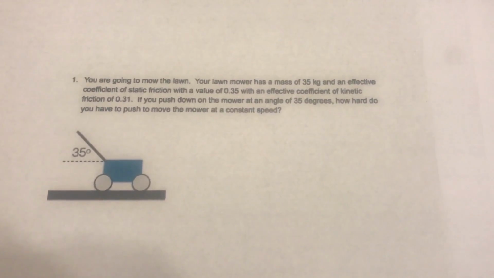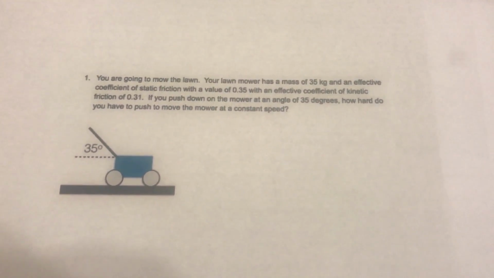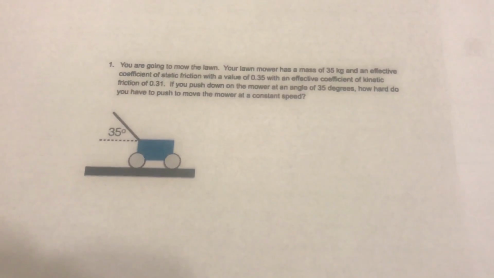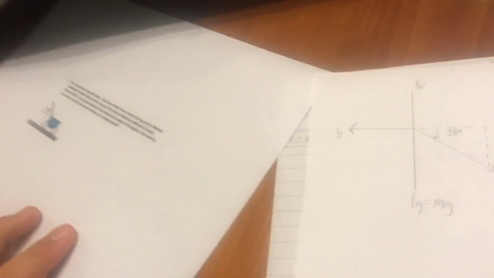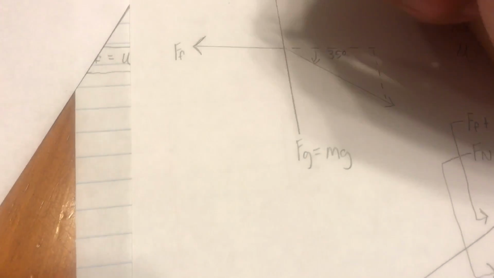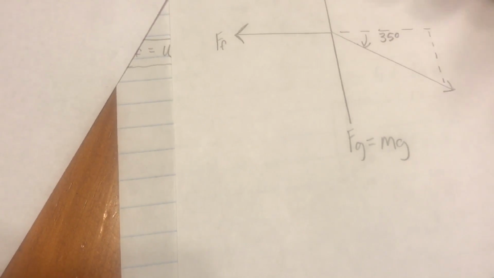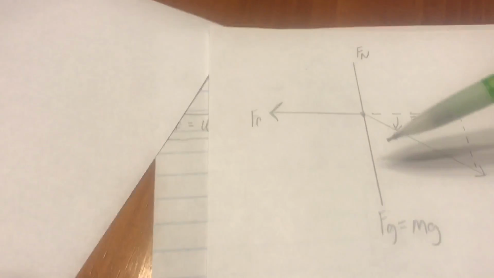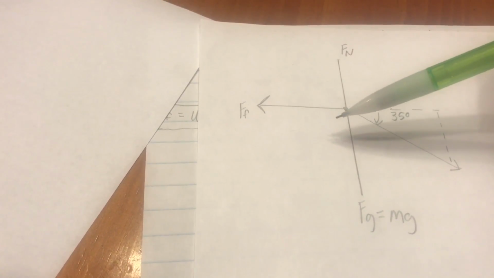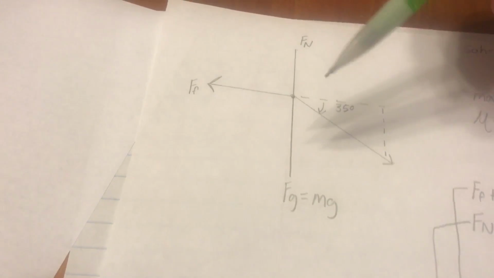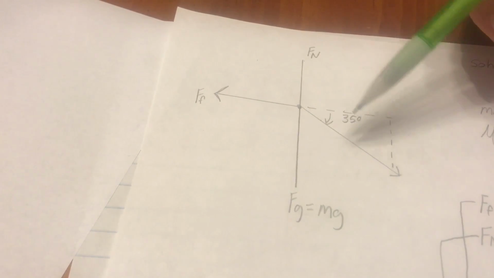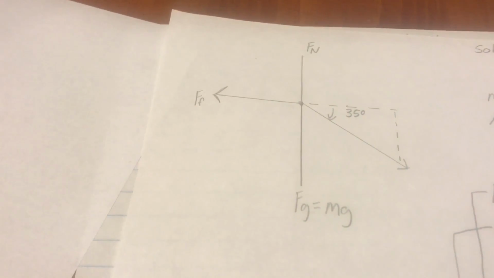If you push down on the mower at an angle of 35 degrees, how hard do you have to push to move the mower at a constant speed? So I'm going to go over here to my work, set up my force body diagram, and so I have a normal force, force of gravity, my frictional force, and my push force for pushing on a lawnmower at 35 degrees.